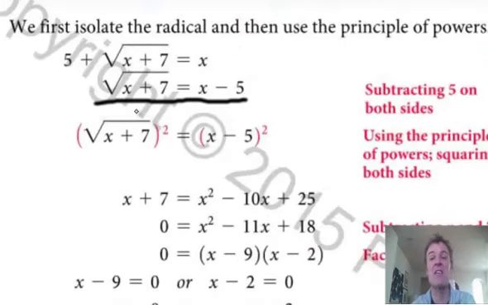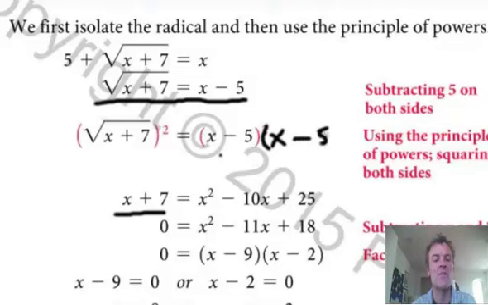Again, the left-hand side is the easy one. When I square the root of x plus 7, it's just x plus 7. When I square x minus 5, remember, don't just square the x and square the negative 5. It is x minus 5 times another x minus 5. When you do that, you'll end up with x squared minus 10x plus 25.